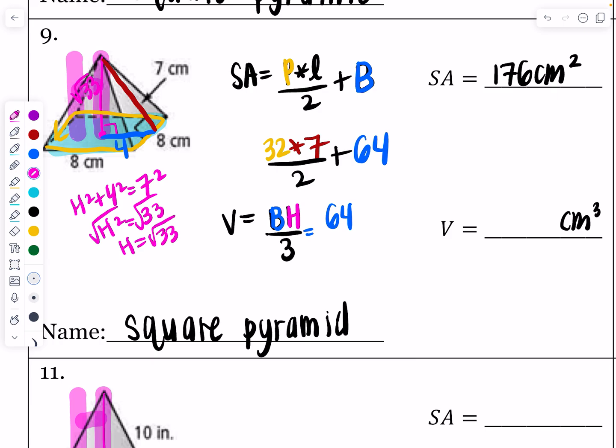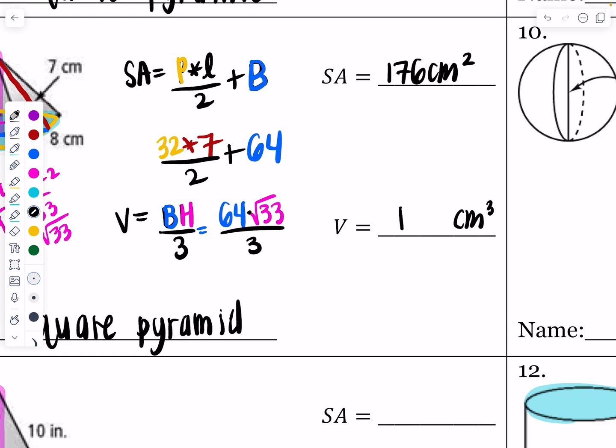So again, I'm not going to round that. I'm just going to multiply it by root 33, and then I'm going to divide by 3. So I'm going to do that on my calculator. So I'm going to do the square root of 33, which is about 5.7 times 64, enter, divided by 3. And when you round at the very, very end, that's going to give you 122.6 centimeters cubed. If you rounded it beforehand, that would give you 121.6 centimeters cubed.